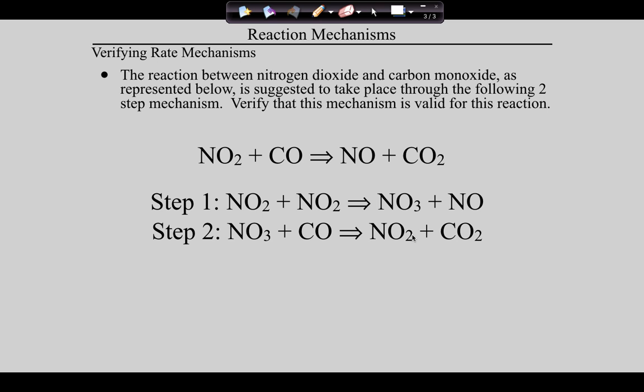That first reaction is simply what's described in the sentence: nitrogen dioxide and carbon monoxide forming nitric oxide, NO, and carbon dioxide. That's the reaction. We're going to call it the subject reaction. Then down below that, we have this possible two-step mechanism, and we're going to verify it.